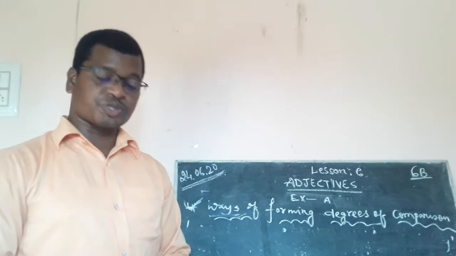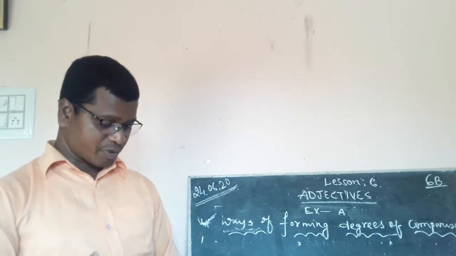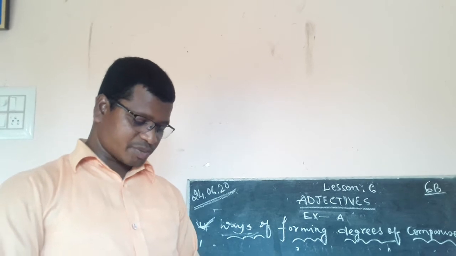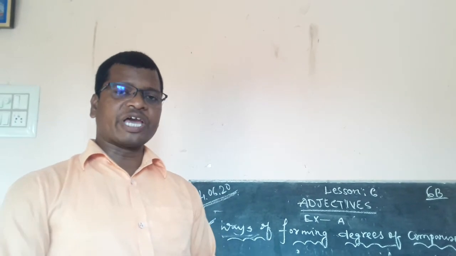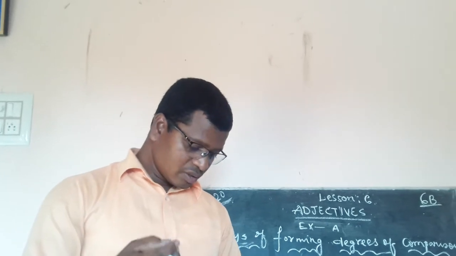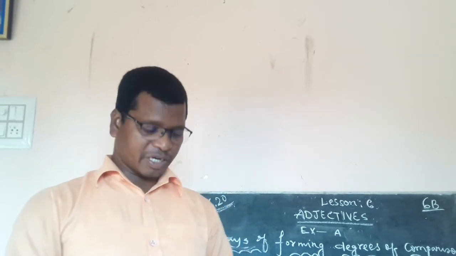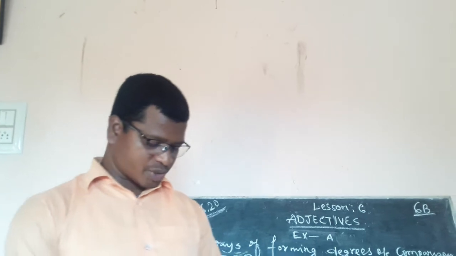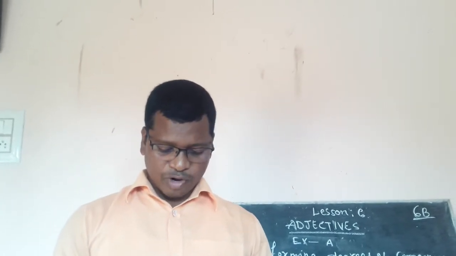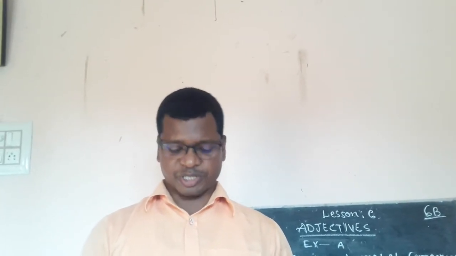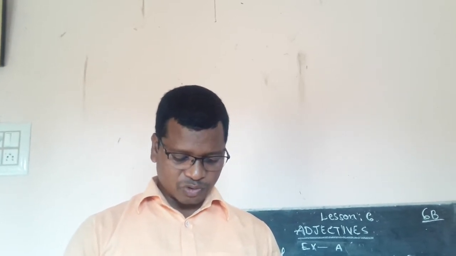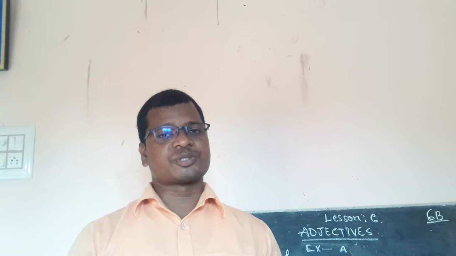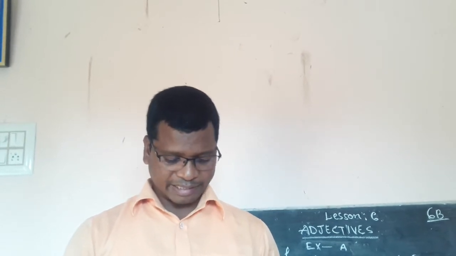Today let us see exercise number A. Complete this passage using suitable degrees of comparison of the adjectives in the brackets. So within the brackets, these adjectives are given. We have to use the suitable degrees of comparison. Let's see the first one. The dog was, within the bracket famous is there. So let us write that only. Positive form. The dog was famous for his cunning.